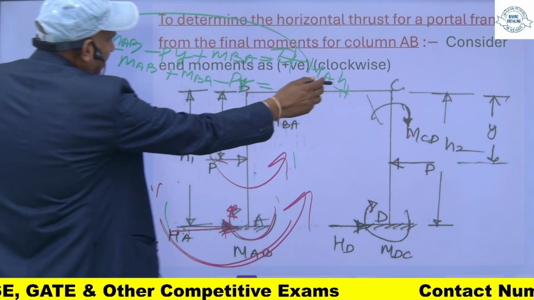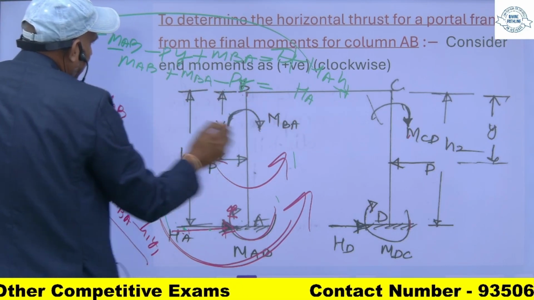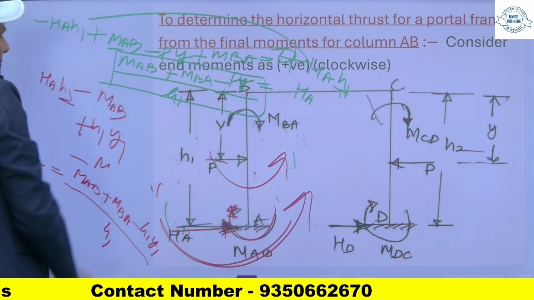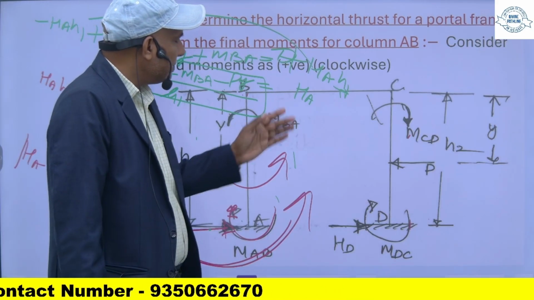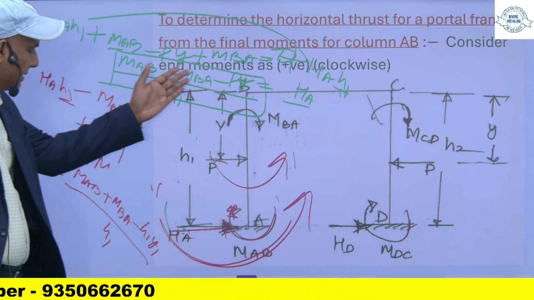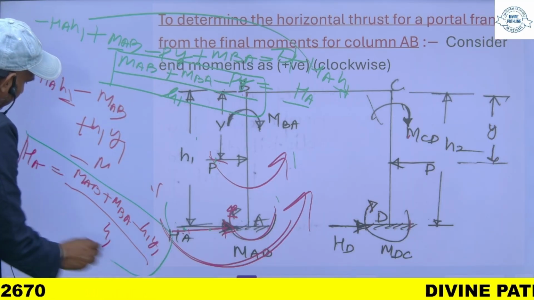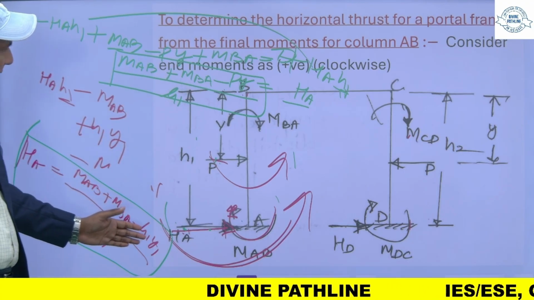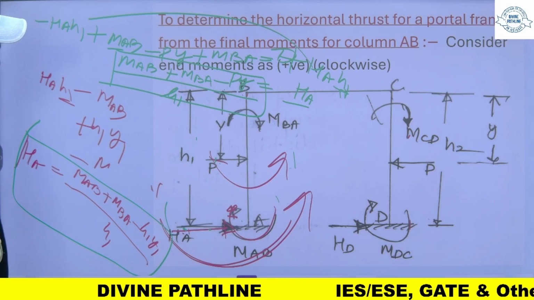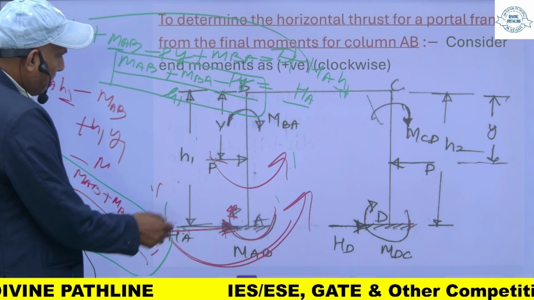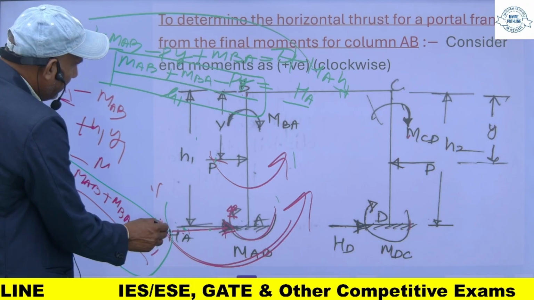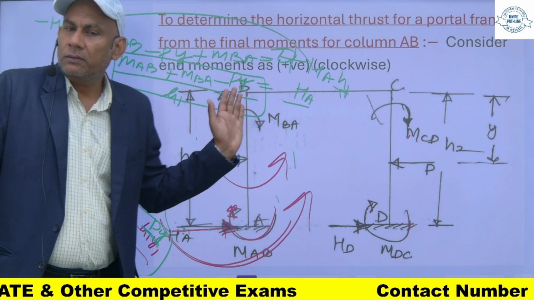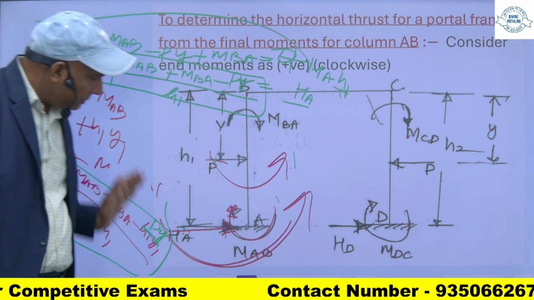So if you take this H1 here, you will get MAB plus MBA minus PY upon H1 is equal to HA, and this value is same, both are same. So MAB plus MBA minus PY, this is also MAB plus MBA minus, oh, this is P into Y divided by H1.